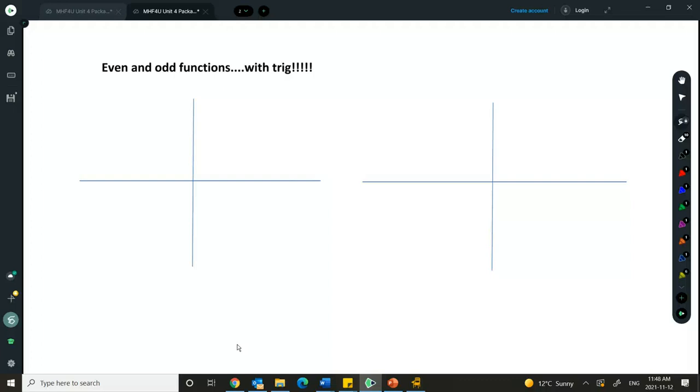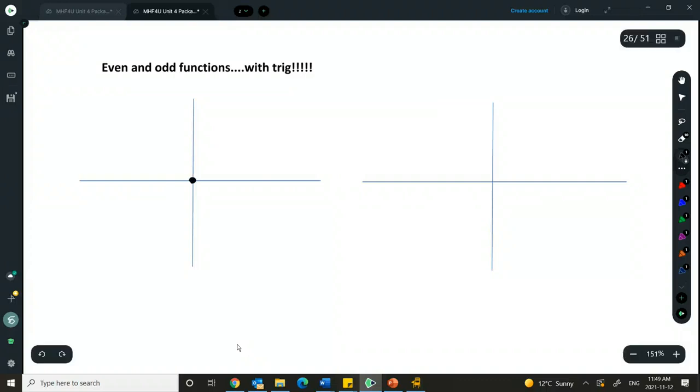Wasn't the even function over the y-axis, and then the odd function was origin? Was that the intersect of the origin? So it's talking about symmetry, right? So symmetry, even symmetry, symmetrical over the y-axis, odd symmetry, point symmetry over 0, 0. So I'm going to draw 2 graphs. One is sine, one is cosine. And I want you to tell me if these will fit into even function, odd function, or maybe neither.